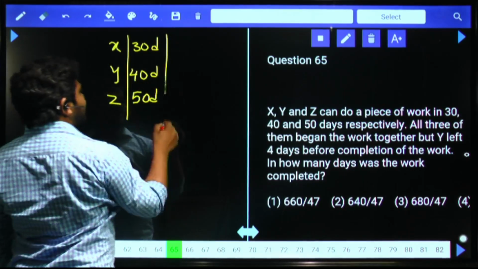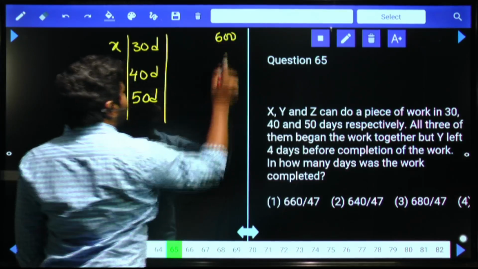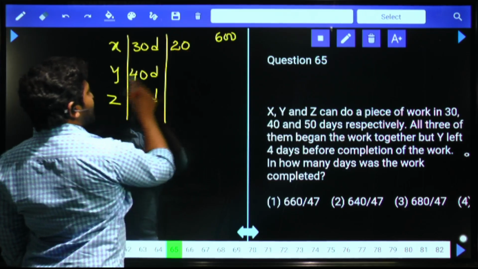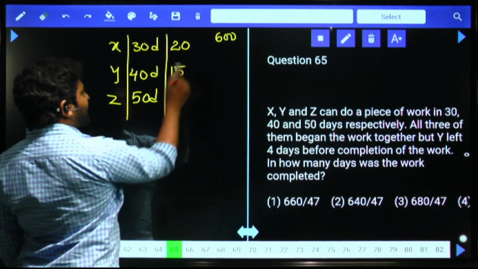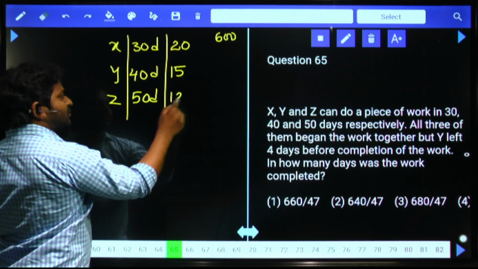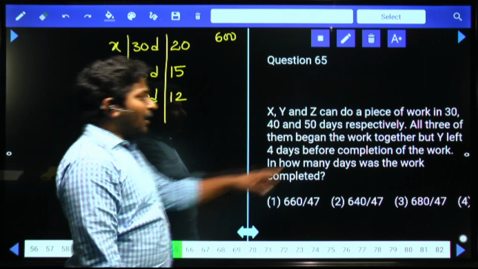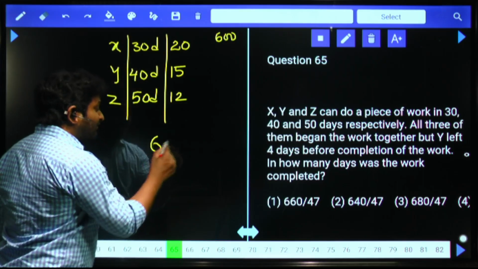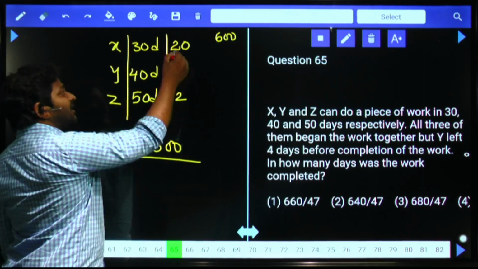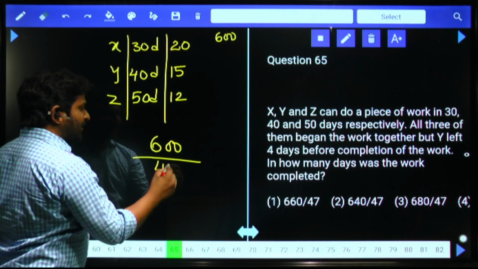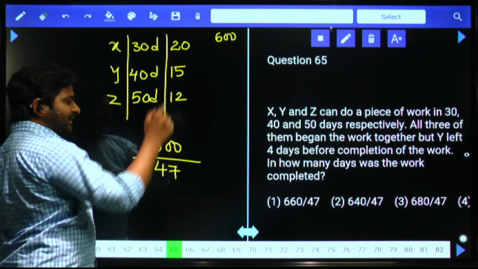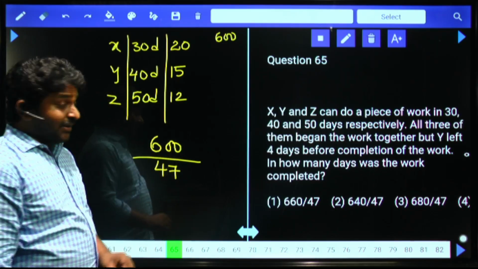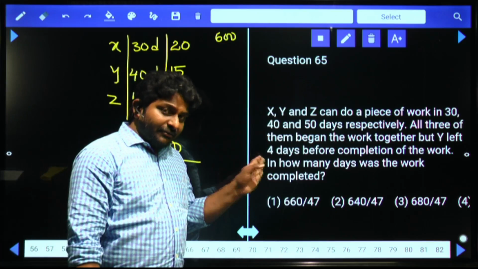So the LCM is equal to 600 units. X can do 20 units, Y can do 15 units, and Z can do 12 units per day. They all started working together, but the total work is equal to 600. If all started working together, they can do 47 units per day. We cannot directly divide 600 by 47 because they all started working together.